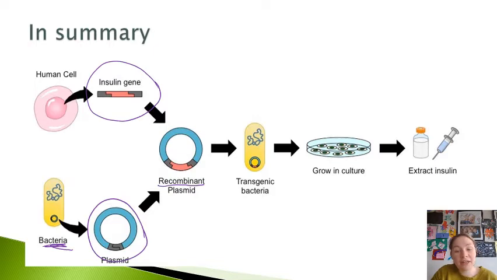That plasmid, I should say, is then put into a bacteria. That bacteria is then provided with nutrients and agar to grow in a culture. That bacteria is then extracted, and we're able to transform or put that into a person to give them insulin.